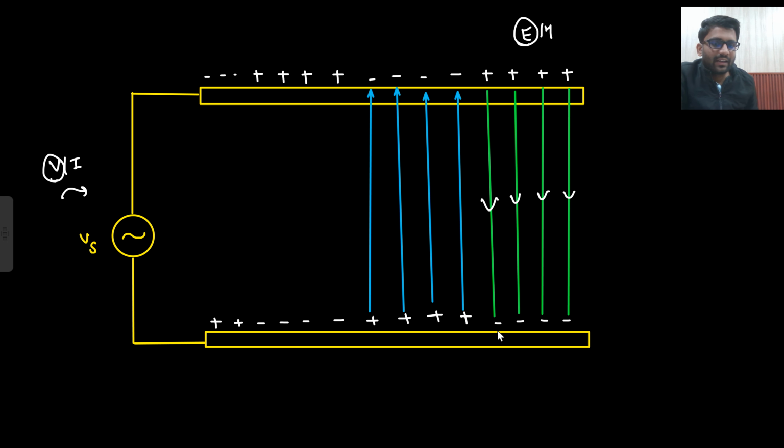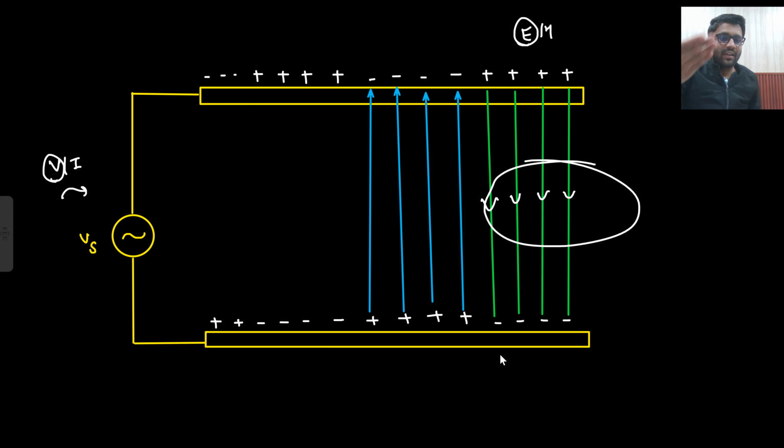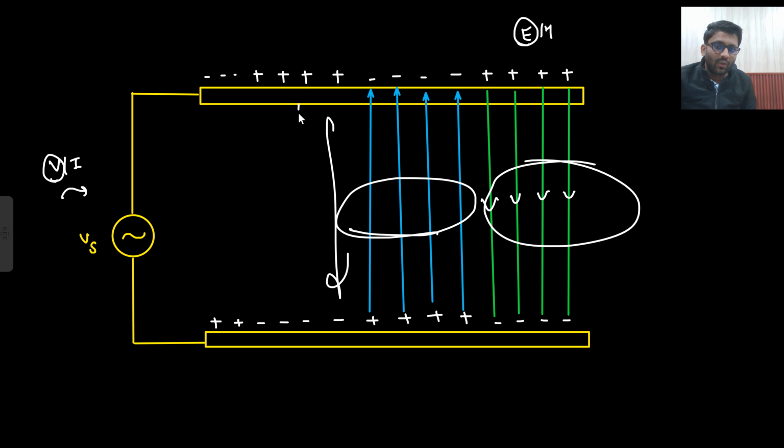But what you will see here is that whatever the positive lines you have created, whatever these lines you have created, in the same manner, in the opposite direction, another E lines are there. And here as well, in the opposite direction, another E lines will be there.